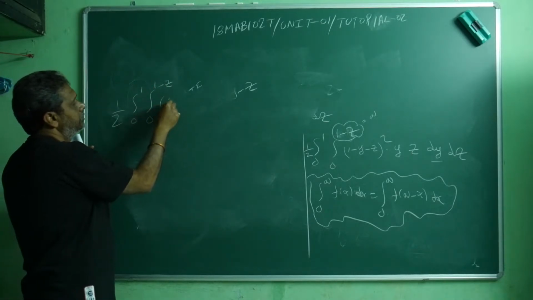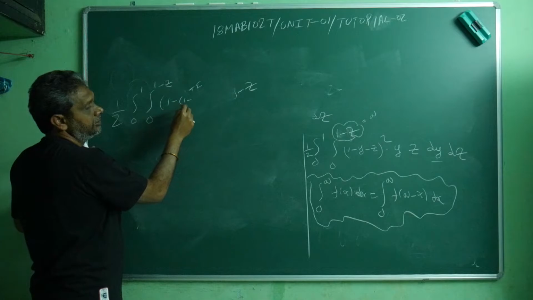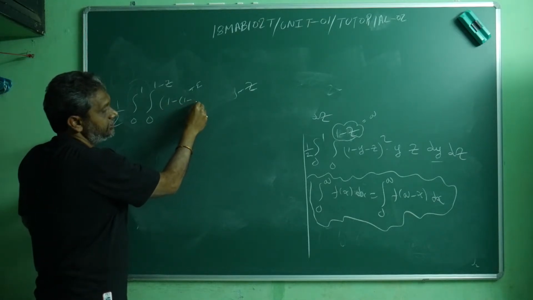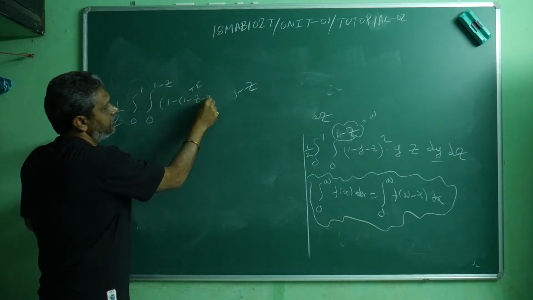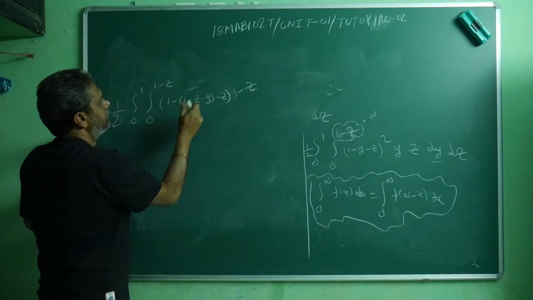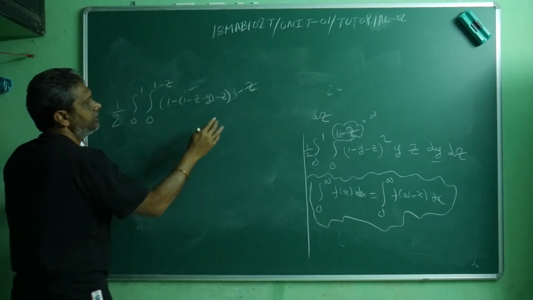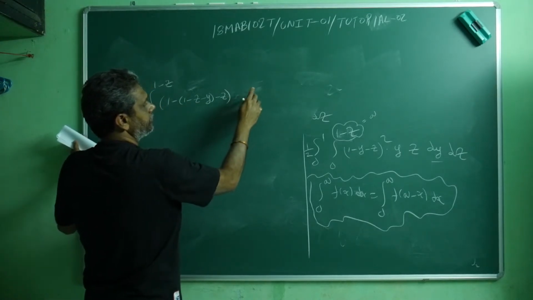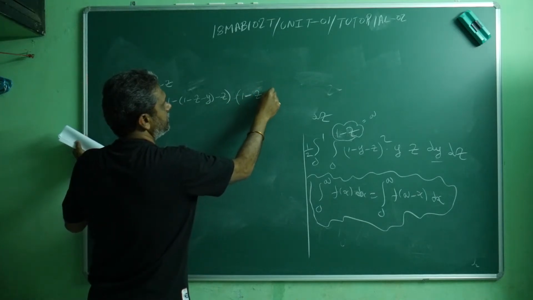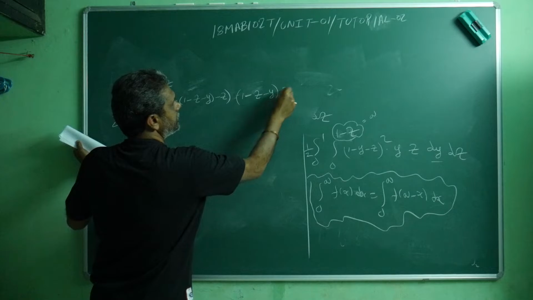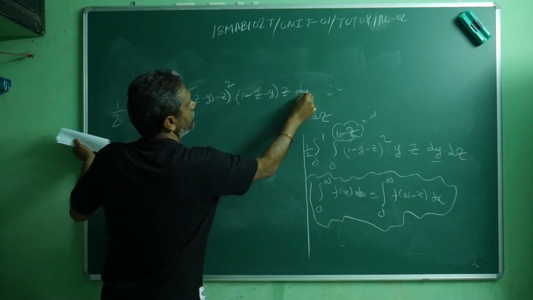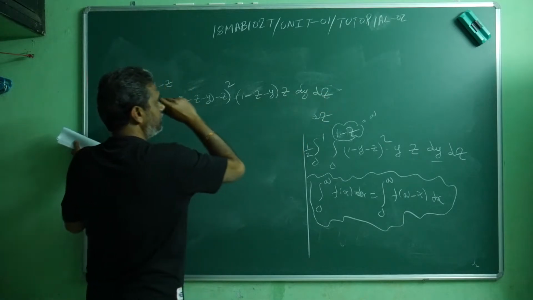So 1 minus a is equal to a, the x is equal to a minus z minus y, minus z. Correct or not? So this is all. This y how I will write: 1 minus z minus y into z is a whole square dy dz. Do slowly, nothing will happen.